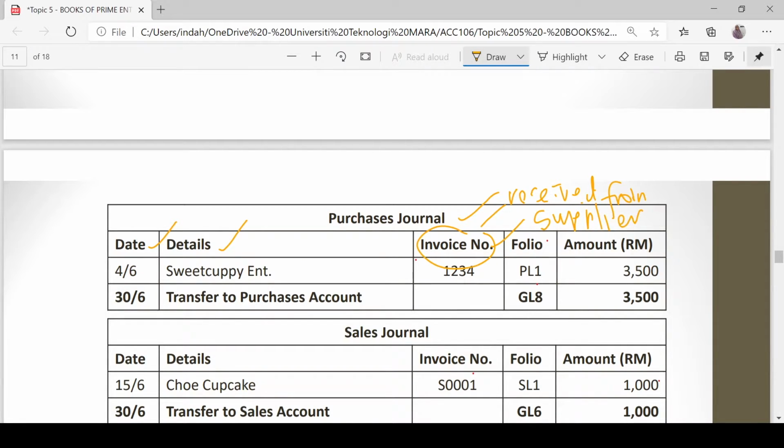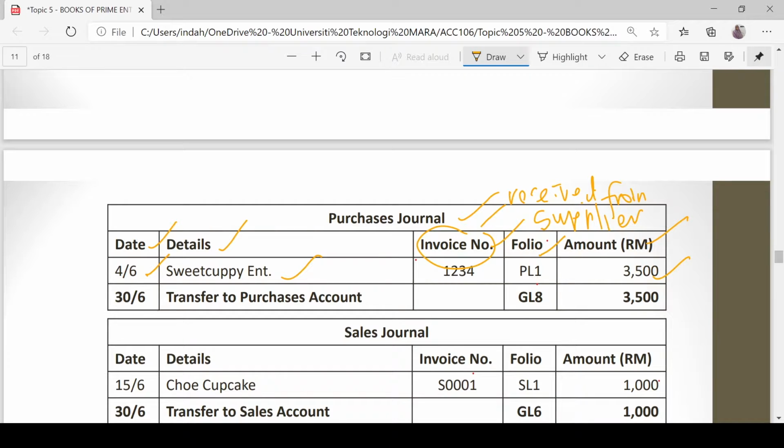Folio again refers to the ledger. Usually the purchase ledger comes from the purchase journal. So Sweet Copy Enterprise PL1 is the first accounts payable that we have, which is Sweet Copy. The amount is 3,500. We are going to record this transaction, purchase of goods on credit from Sweet Copy on 4th of June, and this is the invoice number.